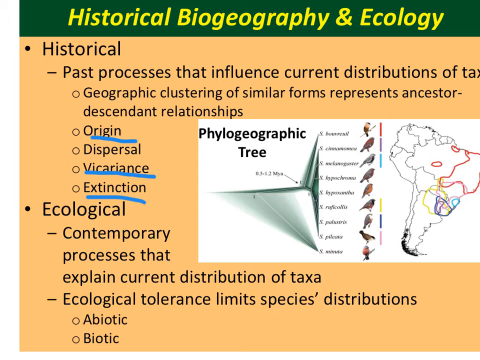And then ecological biogeography revolves around contemporary processes that explain current distribution. Ecological tolerance limits species distribution, like abiotic factors like temperature, the amount of rainfall, precipitation, if you're in the water, pH of the water, saltiness of the water, depth of the water, if you are on land, elevation, all kinds of different things. Okay? And so those are abiotic. Abiotic means without biology. And then there's biotic interactions, in other words, like we went over, coevolution and things like that. Okay.